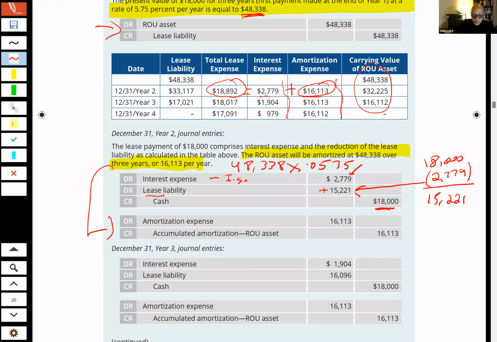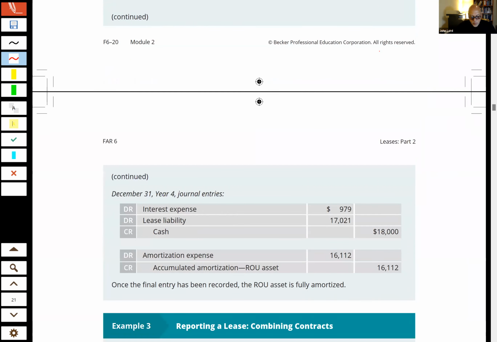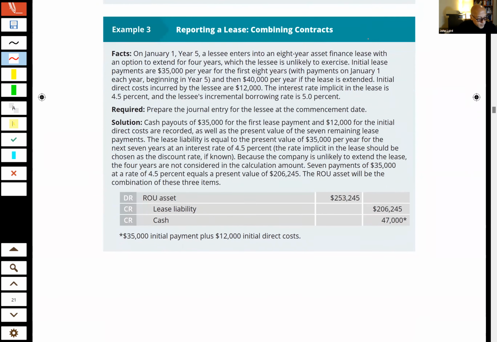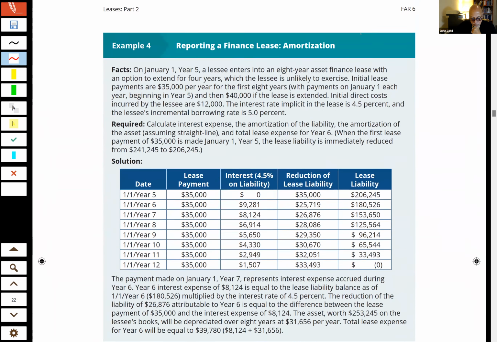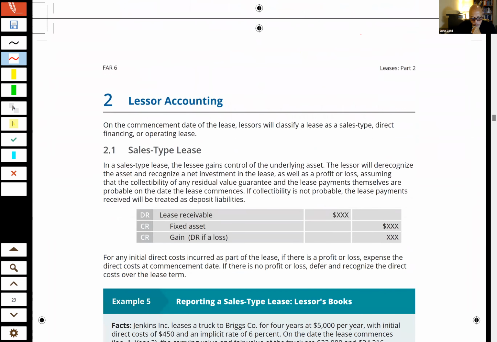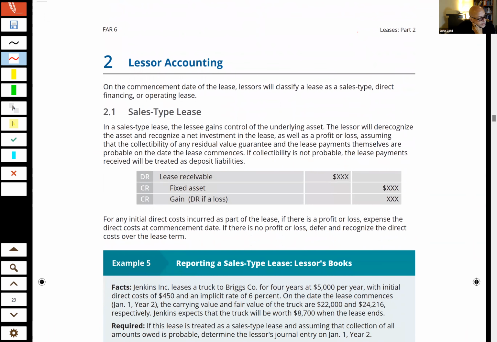Question? Okay, good. I'm not going to go through each year's calculation. Now, how do we want to do this? Yeah, this isn't going to work. Timing is not good.